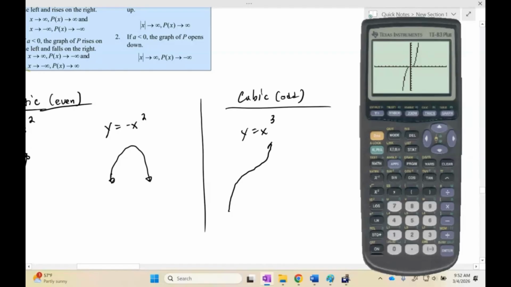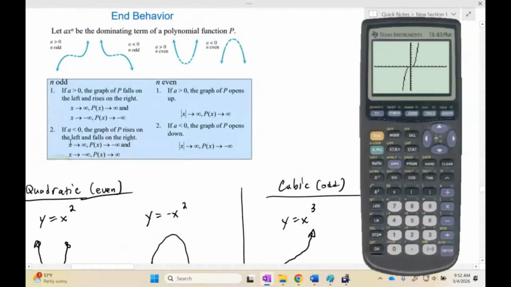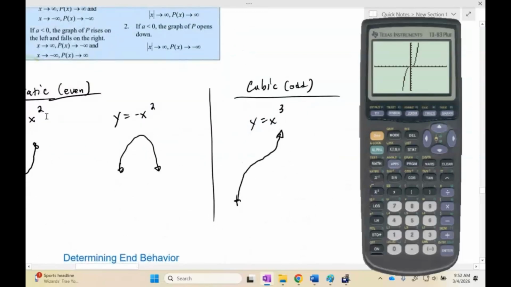And notice that if you take a look at these little pictures up here, the middle parts of these graphs are dashed. That means they can hit the x-axis a few times, but the end behavior of these graphs has to be the same. If it's an odd function, notice that the largest power is an odd number. Notice that the ends are doing something different. One is going down and one is going up. So this falls to the left and it rises to the right.